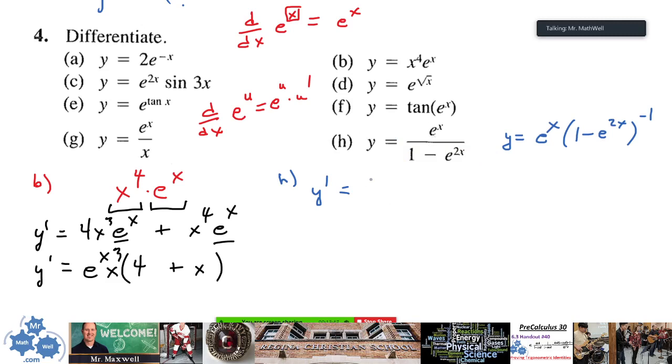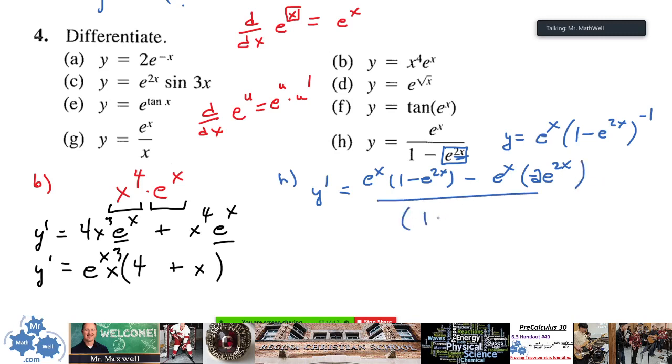So the derivative of the top is e to the x times the bottom, minus the top times the derivative of the bottom. The derivative of the bottom here is going to be negative e to the 2x. The derivative of this is just itself, and we have to multiply by the derivative of 2x. So that's going to be negative 2 e to the 2x, right? Does that look okay? All over the bottom squared.